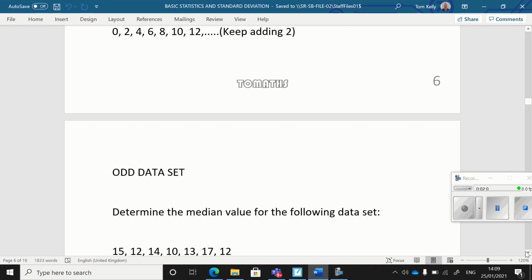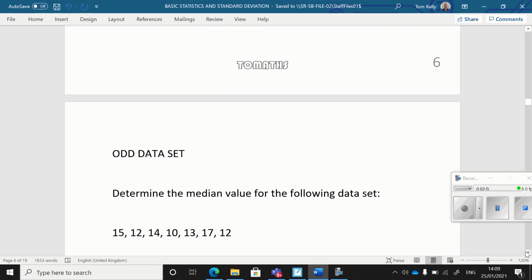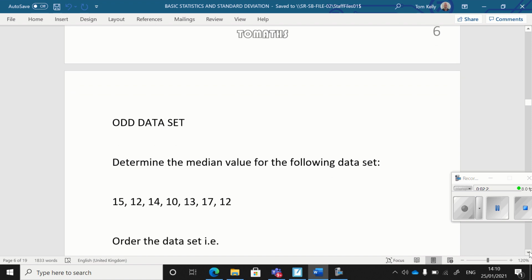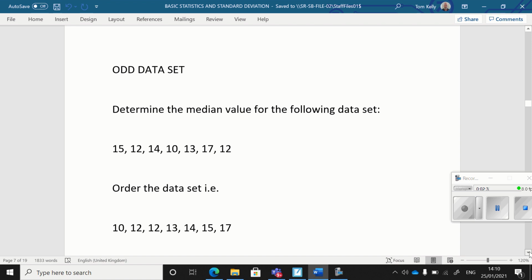So I'm just giving you it there. This data set here, the thing is, it has to be well ordered. Those numbers are not in order, so you either go from the biggest number down to the smallest, or the smallest up to the biggest. That's up to you. So we're just going to reorder those here. Okay, so they're in order. So when we're dealing with an odd data set, you'll always end up landing on a number exactly.